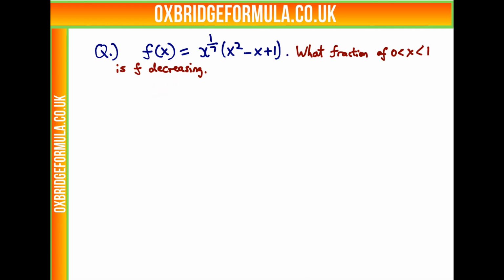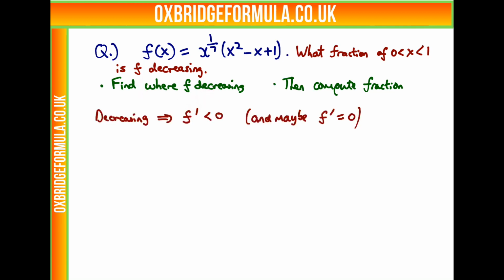So how might you go about this? We'll try and work out where f is decreasing, and then after that, let's compute our fraction. So what does it mean for f to be decreasing? That's precisely when the first derivative of f is less than 0, and maybe also equal to 0, when you maybe have a point of inflection. But that doesn't really matter.